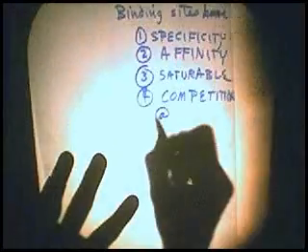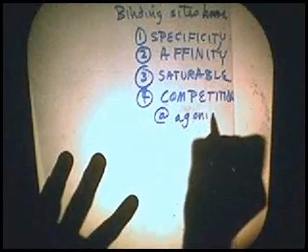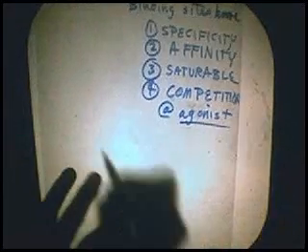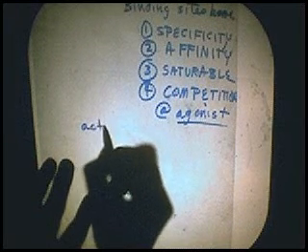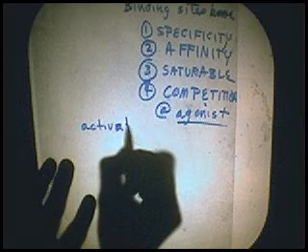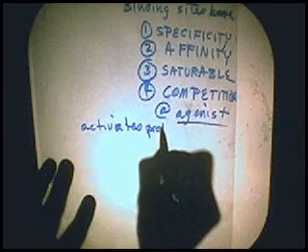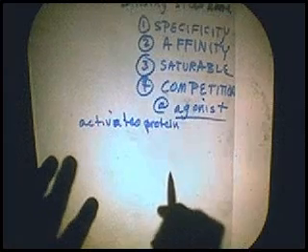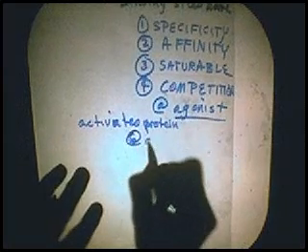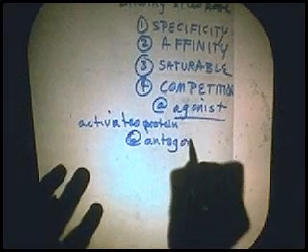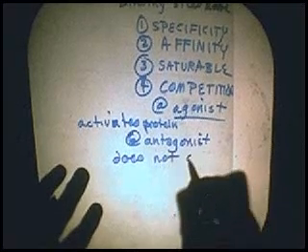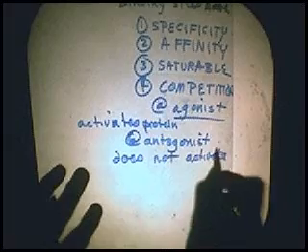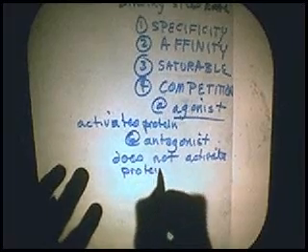And in competition, you have something called an agonist. An agonist is a molecule that activates the receptor or the binding site, activates the protein. And you have something called an antagonist that does not activate the protein. And I'm going to give you a real-life example.